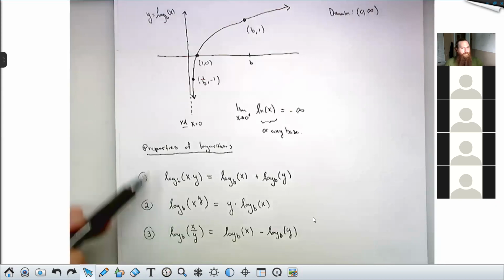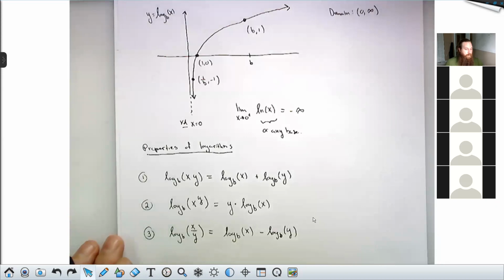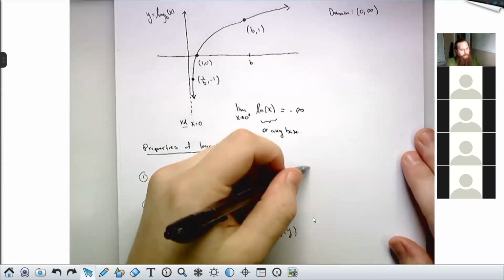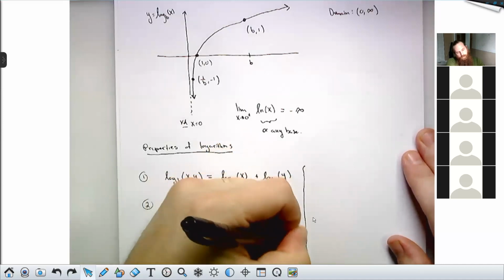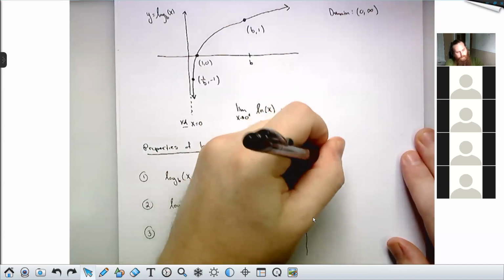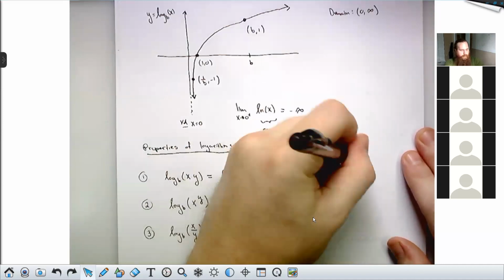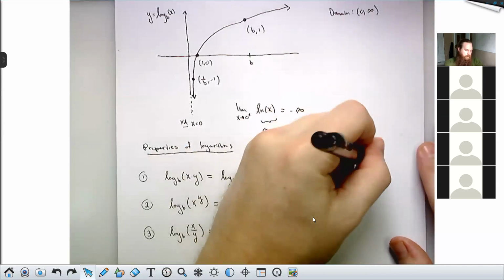So make sure you have these properties in your notes. And then let's take a look at how we differentiate the natural log function. Maybe one more property here. You may have heard of the change of base formula. We use this to get the derivatives of other logarithms.